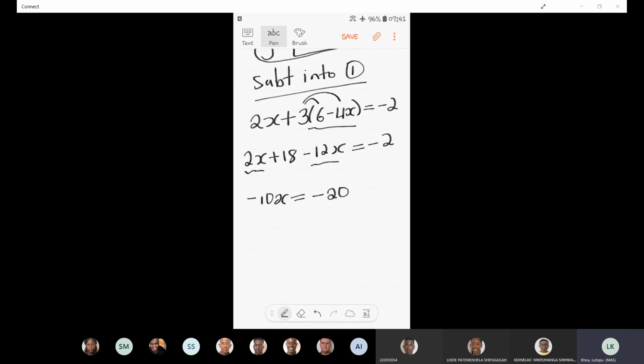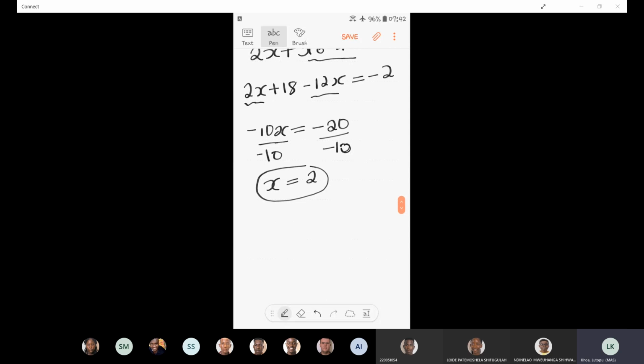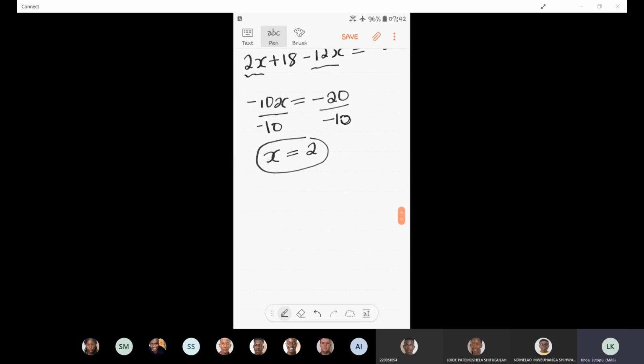Then I want x to be the subject of the formula, so I'll divide by negative 10 on both sides. So this means that x is equal to positive 2. So it is positive because I'm dividing a negative with a negative. My answer should be positive. Okay, and if you remember from what we did yesterday, the value of x was also equal to 2.